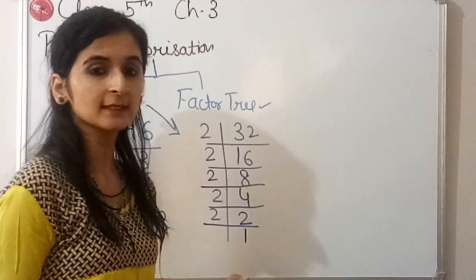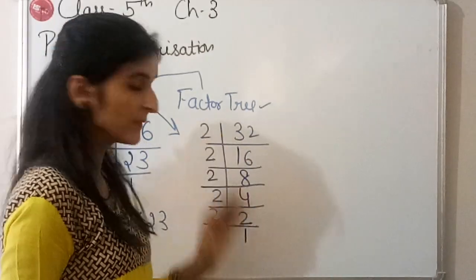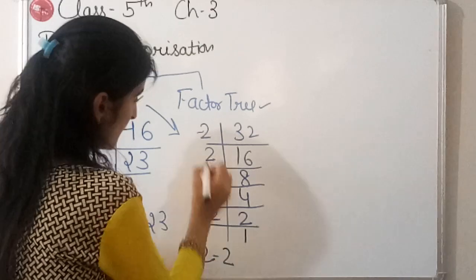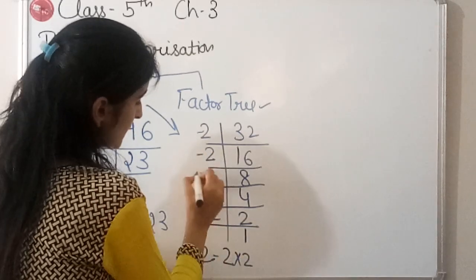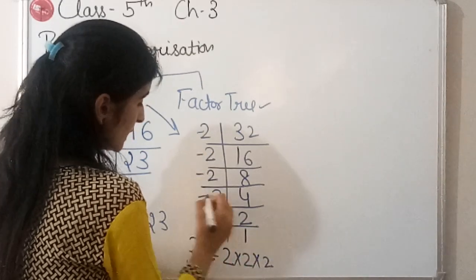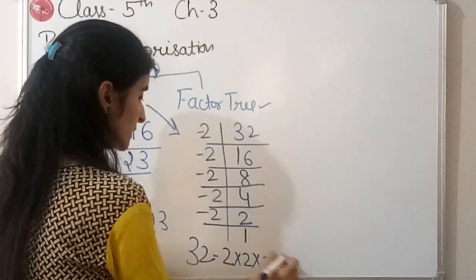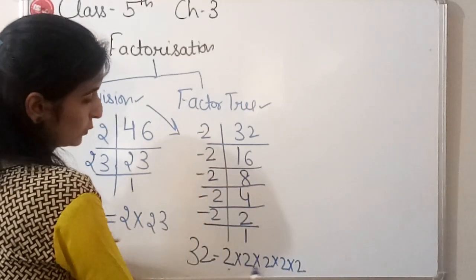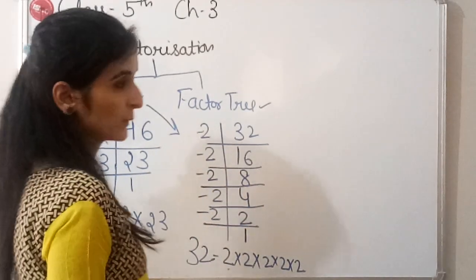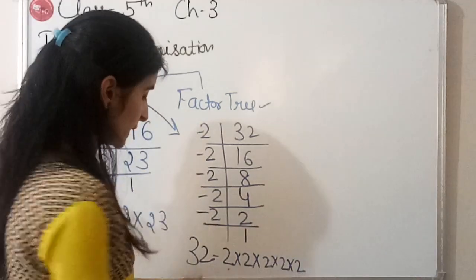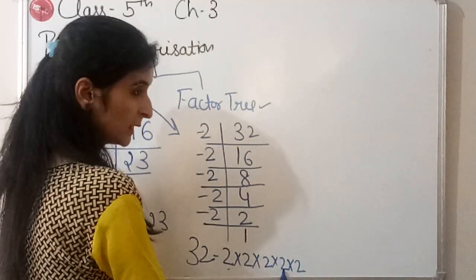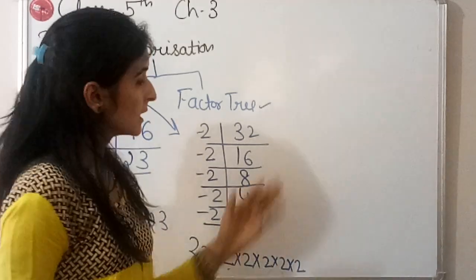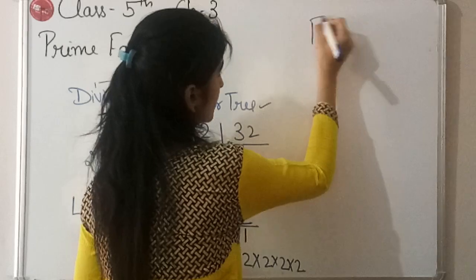Now the prime factorization of 32 by the division method will be equal to 2 multiplied by 2 multiplied by 2 multiplied by 2, then again multiplied by 2. 1, 2, 3, 4, 5. It means we have to multiply 2 five times. 2 2s are 4, 4 2s are 8, 8 2s are 16, and 16 2s are 32. Clear?